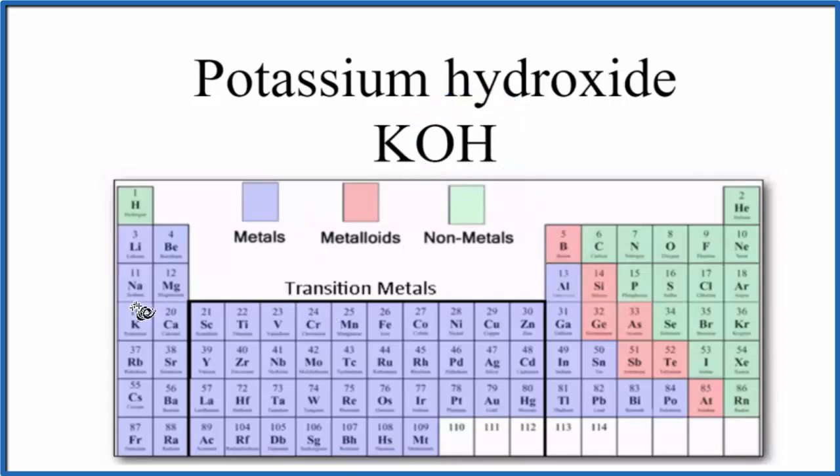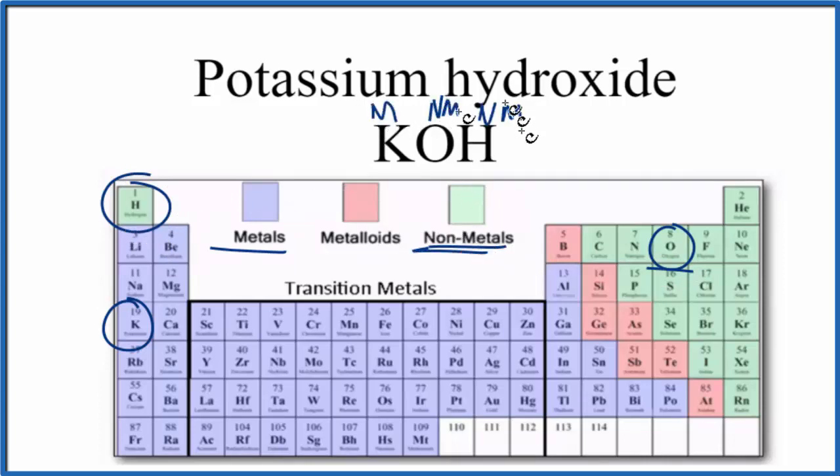On the periodic table, potassium is a metal. Then we have oxygen here, that's a nonmetal, and hydrogen, that's also a nonmetal. So we have a metal and nonmetals bonded together. That gives us an ionic bond.